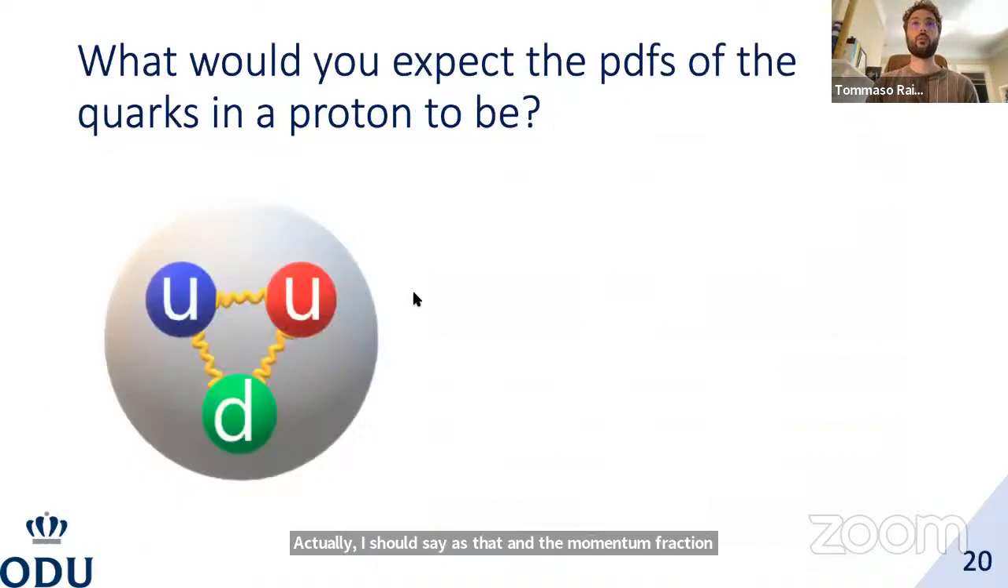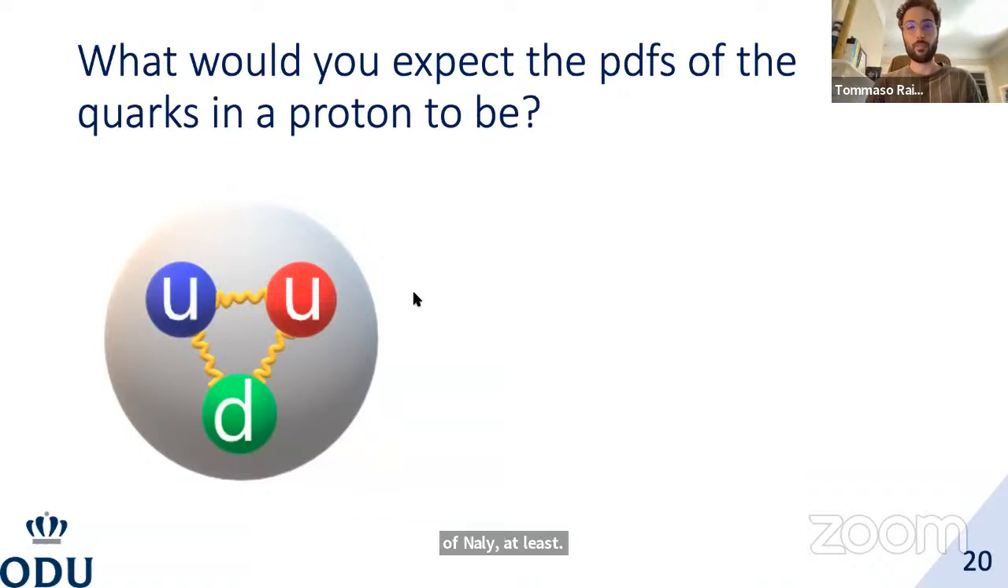Great. So going back to our proton, now that we know that if you do a DIS experiment on the proton, you should expect to see those PDFs. And if you think a little bit about it, you can sort of naively, at least, try to guess what the shape of these PDFs should be.